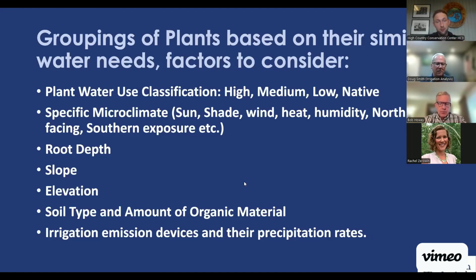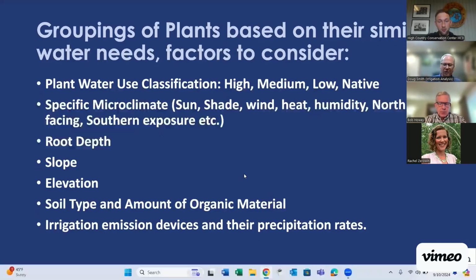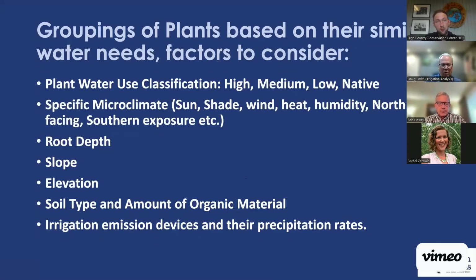And then finally, the irrigation emission devices. That just means your sprinkler heads or your emitters or wherever the water is coming out. We're trying to get the precipitation rates to match what that soil type is for the infiltration rates and that slope, and then also consistent through that hydrozone.